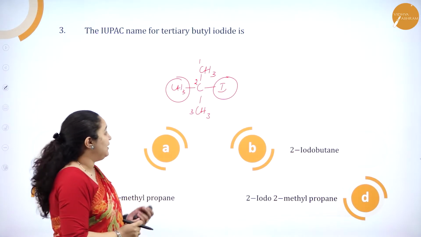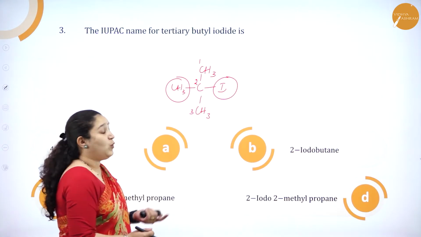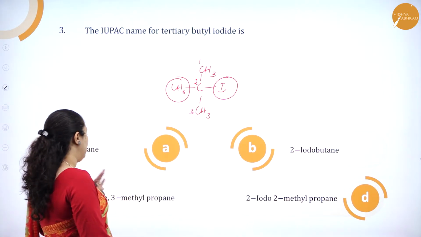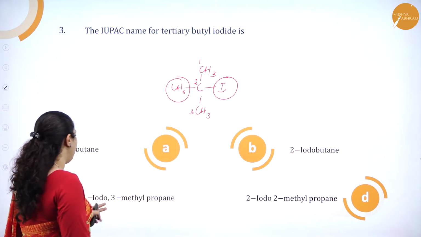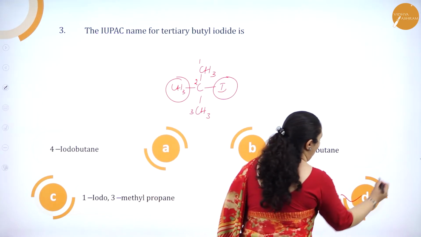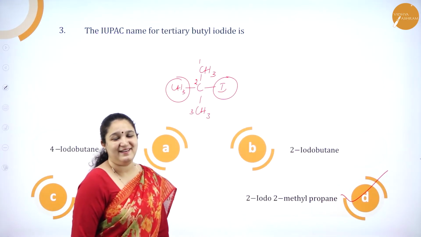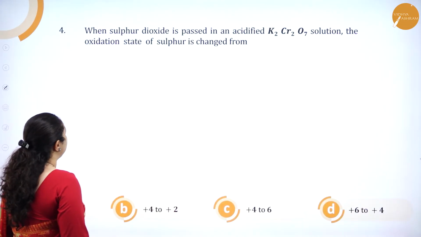So I have to look. It is 2-iodo, 2-methyl propane. Okay. So we'll see where it is. 4-iodobutane wrong, 2-iodobutane is wrong, 1-iodo is also wrong. So it is 2-iodo, 2-methyl propane. Option D is the right answer. Correct? So we'll go to the next one.